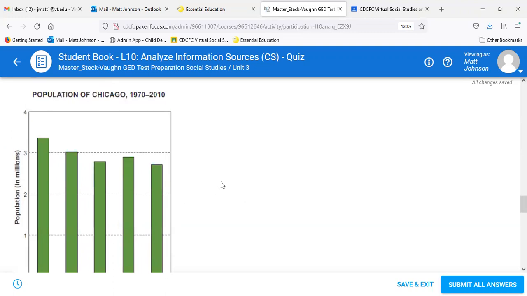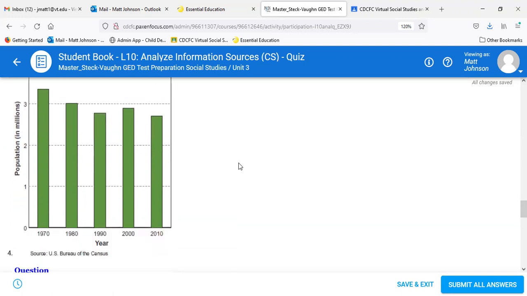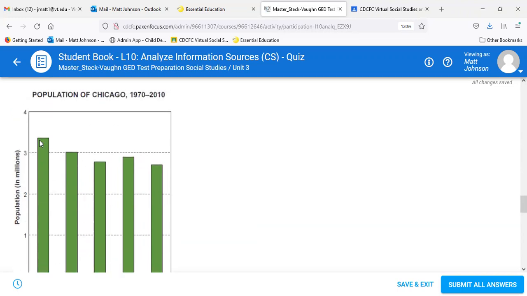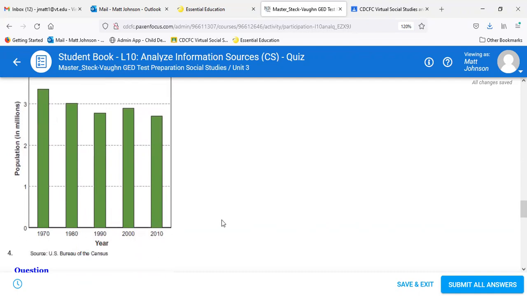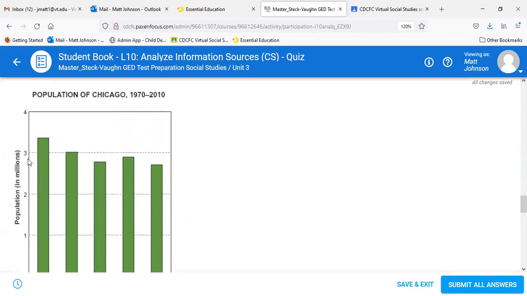Okay, we just have a simple little graph here for number 4. So it's showing the population of Chicago, and it's a bar graph. We've seen before when we talked about charts and graphs, the y-axis running vertically is talking about populations in the millions, right? We have our years running horizontally across the x-axis down here, every decade, right? So 1970, 1980, 1990, 2000 to 2010. And what we see is a decline in population over that time.